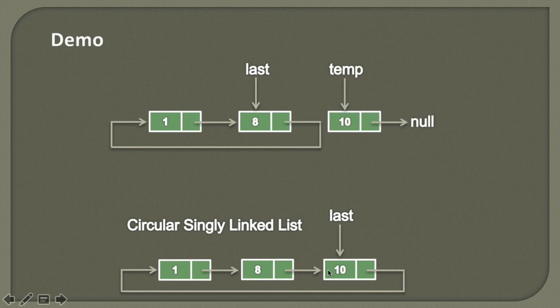And let's suppose we want to add one more node having data as 10. So here if you see, the node next is pointing to this first node. So in the first step what we'll do, we'll simply remove this link and we'll point it to the first node. So it would look something like this. So now temp next is pointing to the first node.